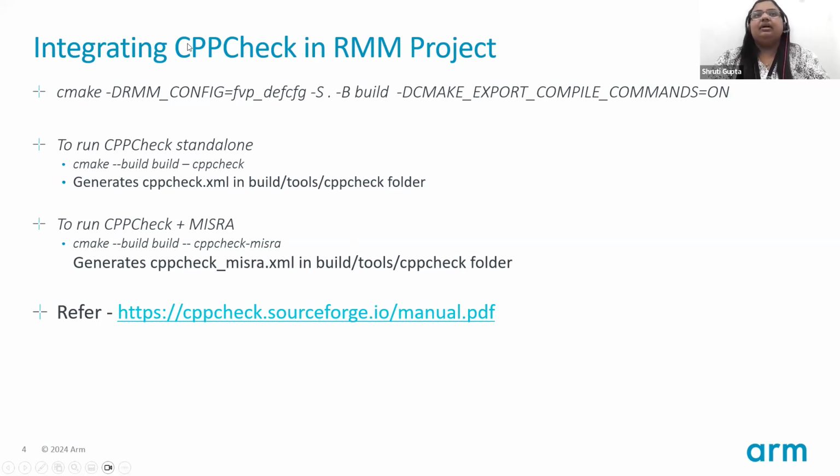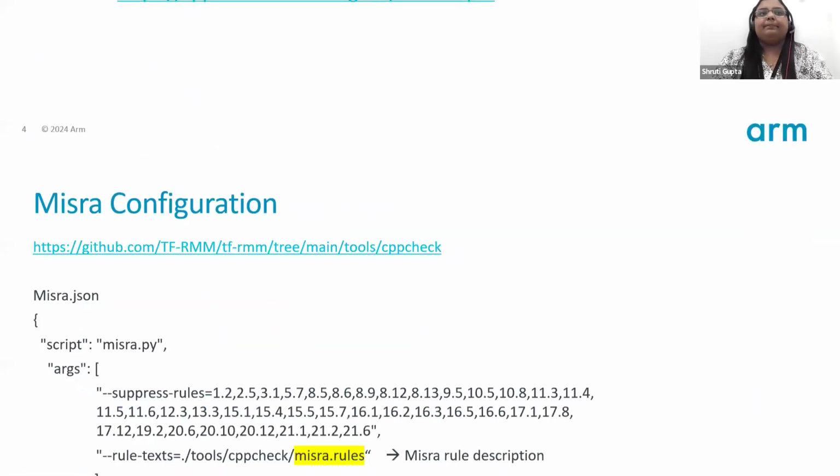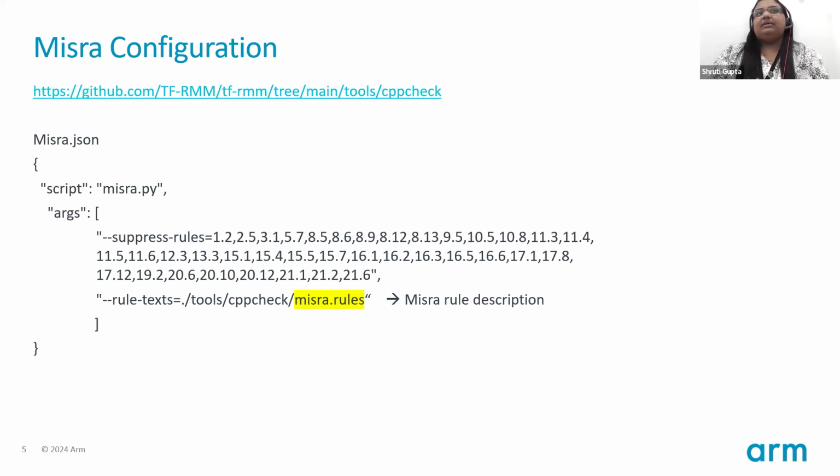The RMM project has a lot of additional flags which we pass on to CPPcheck, and we can refer to the manual to go over all those flags. This is the MISRA JSON we pass on to CPPcheck, and here we can customize all the rules we want to run CPPcheck against. We need a license to use the MISRA rules file. So if you have one, you can copy it to the RMM root directory and use the rules file.